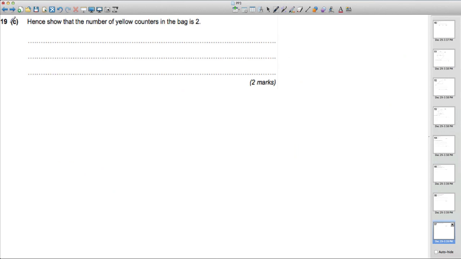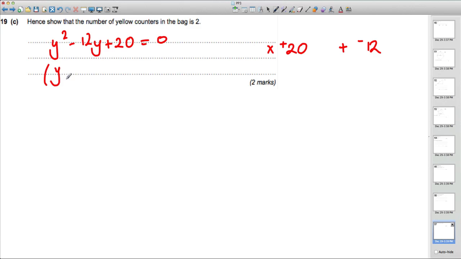Part C, hence show that the number of yellow counters in the bag is 2. Let's solve. Y squared subtract 12y plus 20 is 0. Let's factorise. Two numbers that multiply to positive 20 and add up to negative 12. Okay, they must be both negative numbers. So I'm thinking y subtract 2, y subtract 10 is 0.